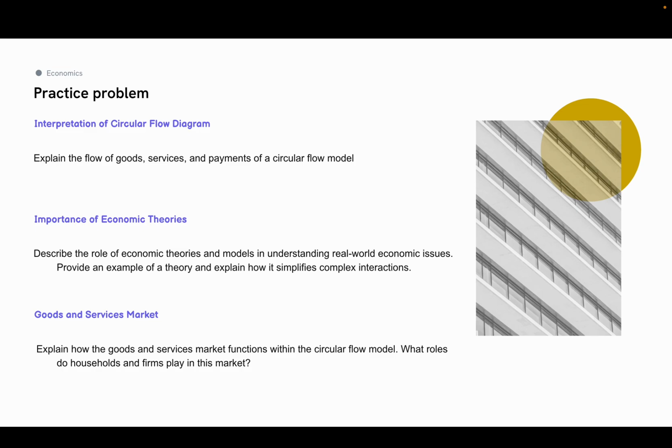And importance of economic theories. Describe the role of economic theories and models in understanding real-world economic issues, and provide an example of a theory and explain how it simplifies complex interactions. Goods and services market. Explain how the goods and services market functions within the circular flow model and what roles households and firms play in this market. And here we are answering these.